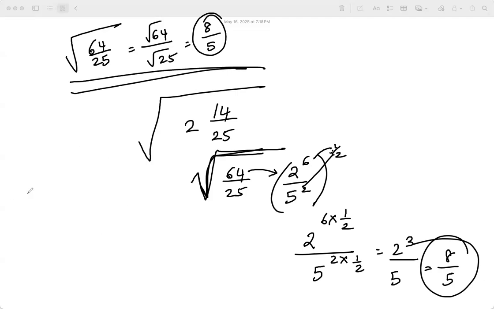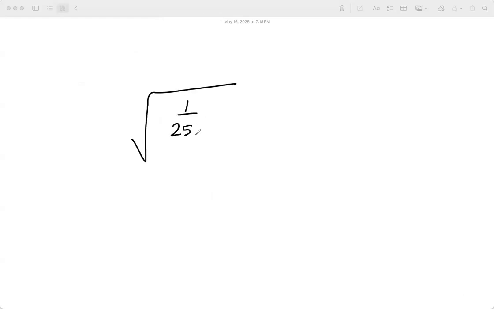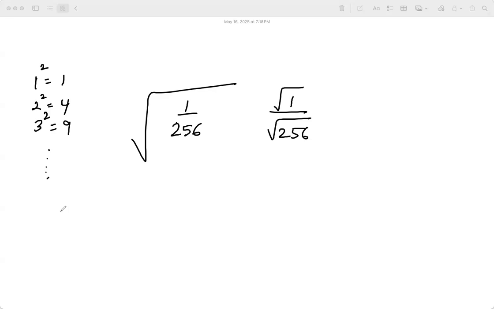Got it? And coming to that 1 by 256, you know how you solve it? This is square root of 1 divided by square root of 256. I will definitely ask you, you all are going to do 7th grade math, right? As soon as the school reopens or in summer, I'll ask you to memorize 1 square, 2 square, 3 square, like that, at least till 25 square. When you memorize that, immediately you know the square root of 256 is 16. You got it?